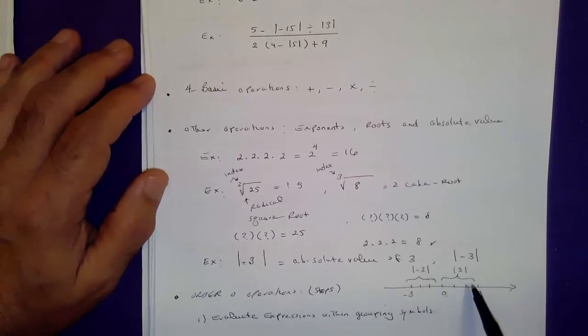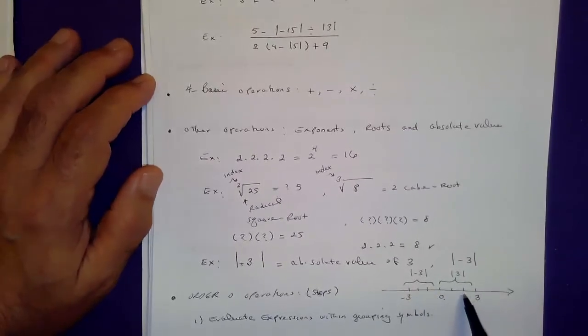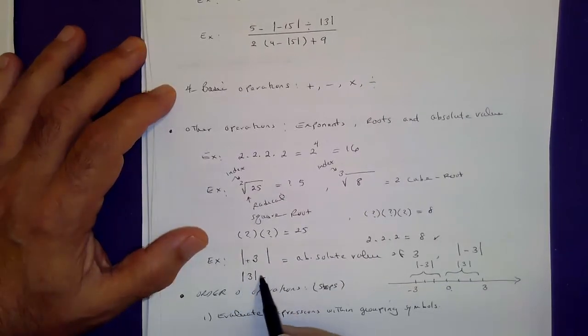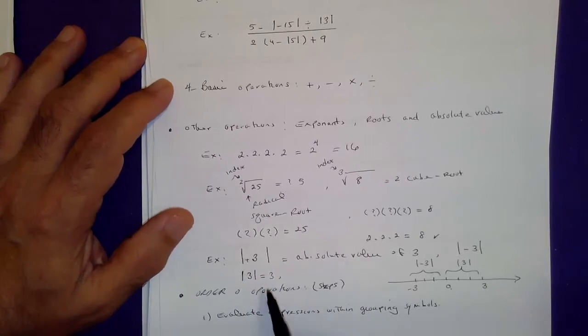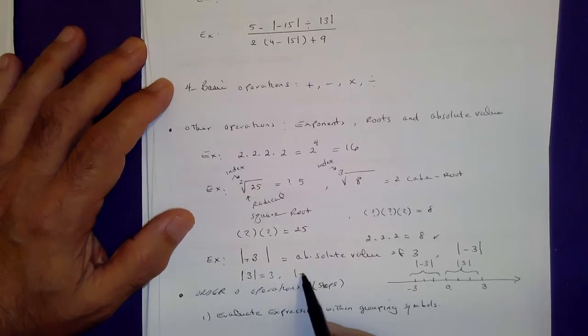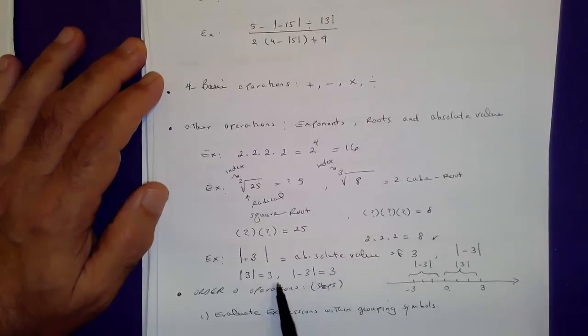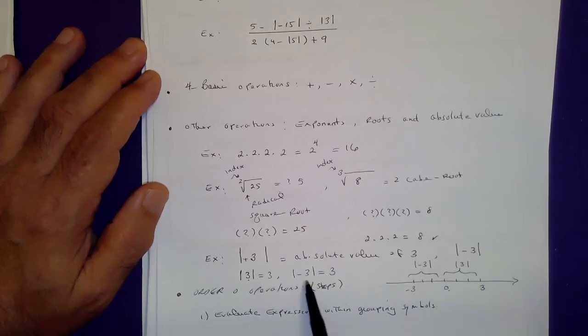But in either case, because you're measuring distance, and distance cannot be negative, the absolute value of any number is always positive. In other words, the absolute value of 3 is 3. The absolute value of -3 is still 3. However, the difference, as I mentioned, is if the number is positive, you go that many units to the right side of the 0, and if the number inside the bars is negative, you go that many units to the left side of the 0. But in either case, we are measuring distance, and distance cannot be negative.